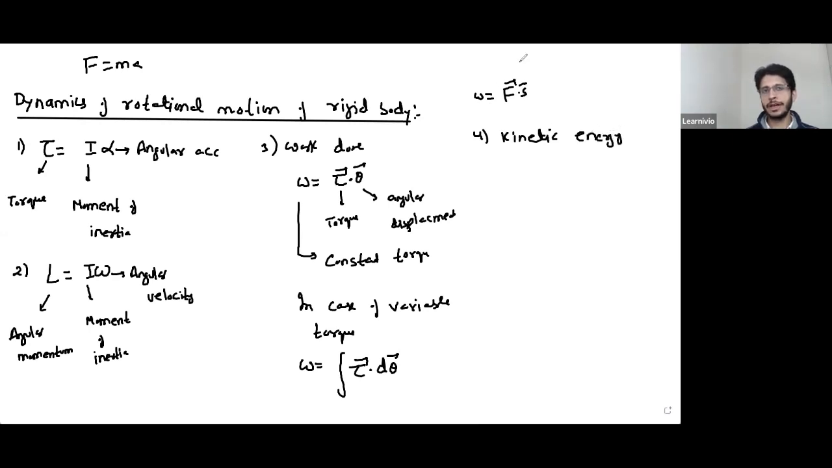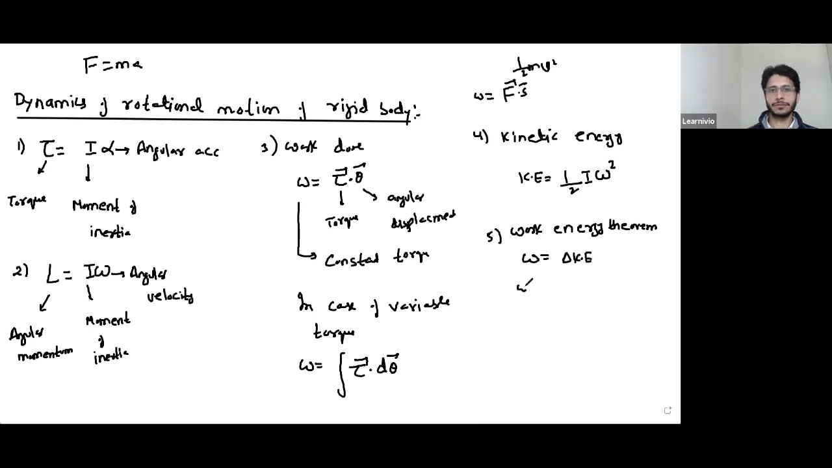In straight line motion, kinetic energy is half mv square. But in rotation, your kinetic energy is half, instead of mass, you will use moment of inertia, and instead of velocity, you will use angular velocity. It's half I omega square. That's the expression of kinetic energy. After kinetic energy, you can use the work energy theorem. Work energy theorem says work done is change in kinetic energy. It's final kinetic energy minus initial kinetic energy.